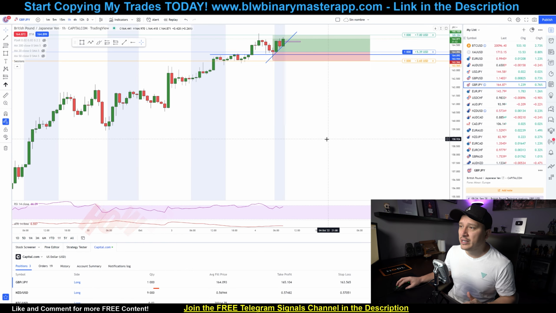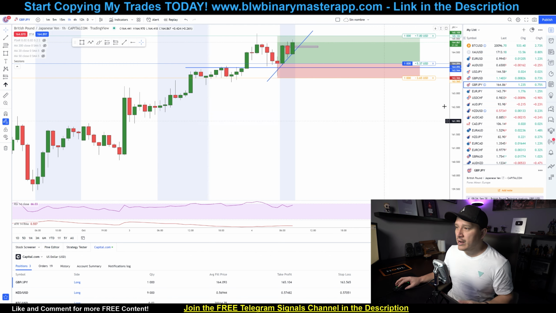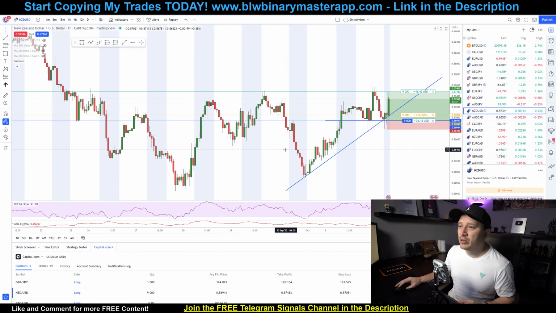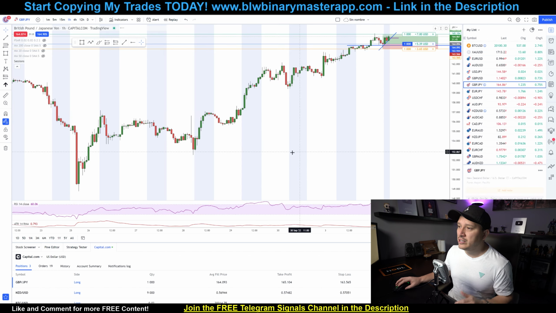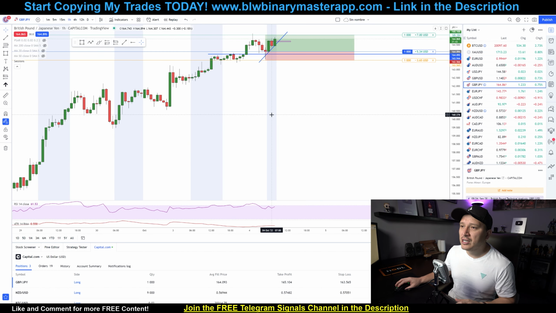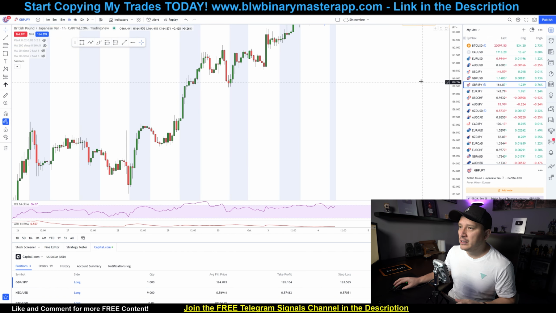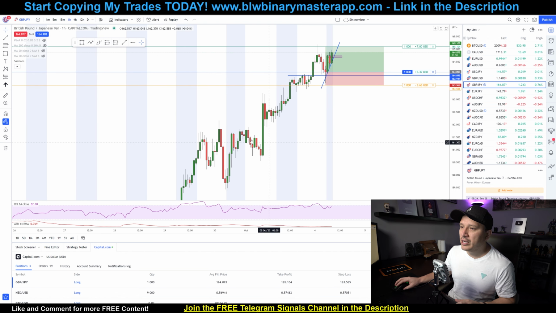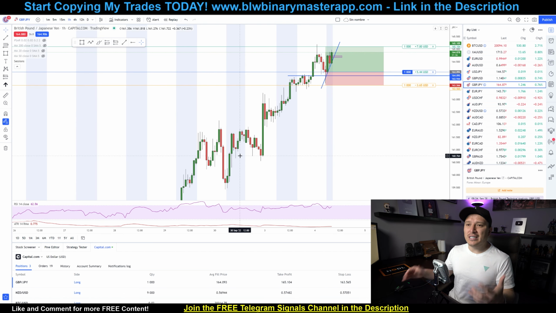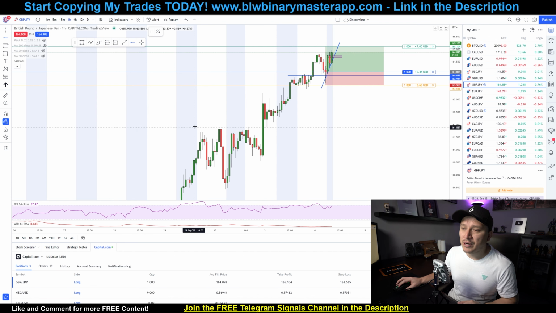This is an active trade that I currently have right now. Let me see. This one is another one that I have. Let's go ahead and take a look at GBP JPY. So if I'm looking at this uptrend chart right here, basically what I'm looking at is some resistance and support levels that are happening along the way.